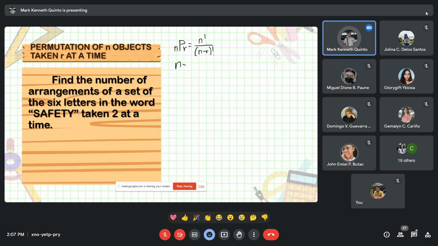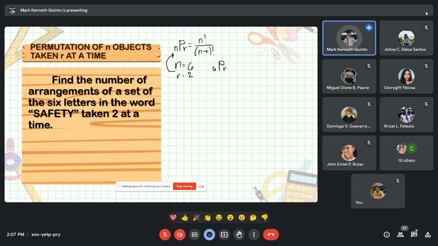So, what is the value of our n? 6. We have 6 letters in the word safety. Next, what is the value of our r? 2. So we have 2 at a time. So if we're going to rewrite this denotation of permutation of n objects taken r at a time, we can write it as permutation of 6 objects taken 2 at a time.